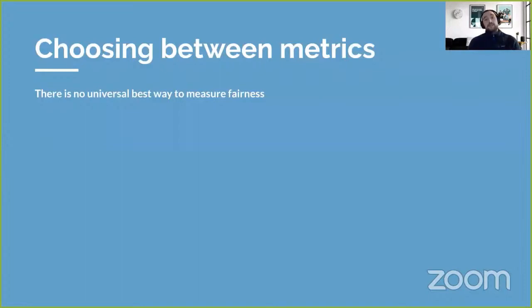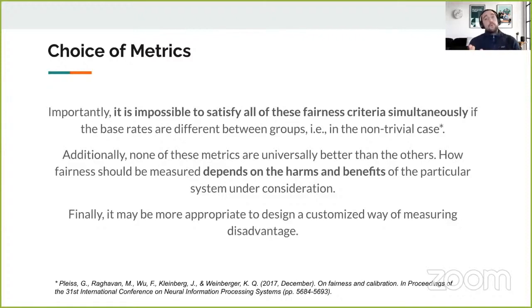So if these different metrics tell different stories, how do we know which to choose? Very importantly, it's impossible to satisfy all of these fairness criteria simultaneously if the base rates are different between groups. So in basically all but the most trivial cases. Additionally, none of these metrics are universally better than the others. How fairness should be measured depends on the harms and benefits of the particular system under consideration. Finally, it may even be more appropriate to design a customized way of measuring disadvantage. And we show this approach in the second case study coming up later in the tutorial.